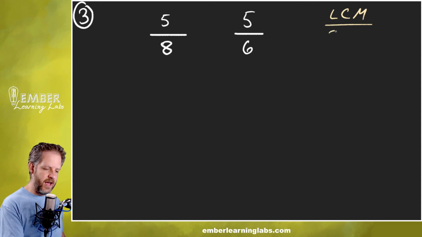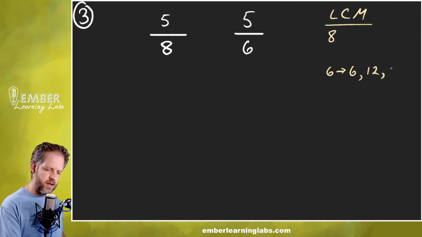Okay, so we want to find the least common multiple between 8 and 6. All right, so I like to start with the smaller one. You can really do it either way. But let's start with 6. So 6, 12, 18, 24, 30. That's probably enough to start with, right?